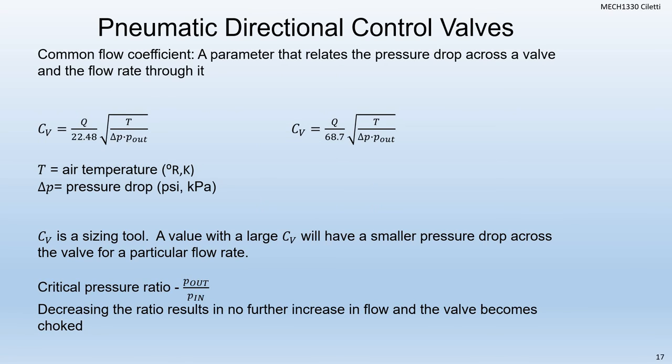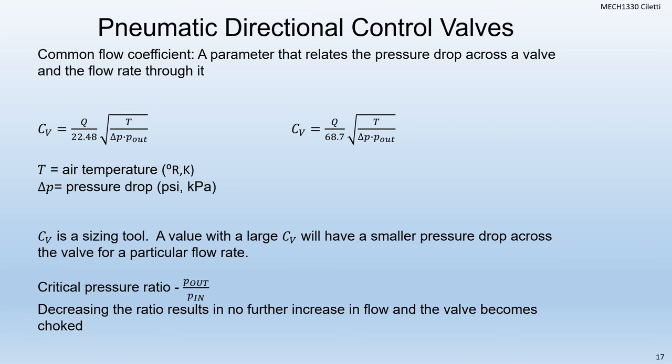Okay, flow coefficient, same thing that we talked about with hydraulics, only in this case we're going to bring temperature into the realm here. T is temperature, so we're either going to be in Rankine if we're talking imperial or our standard units, or we're going to be in Kelvin if we are in metric. Delta P hasn't changed. Our flow coefficient is a sizing tool for us.